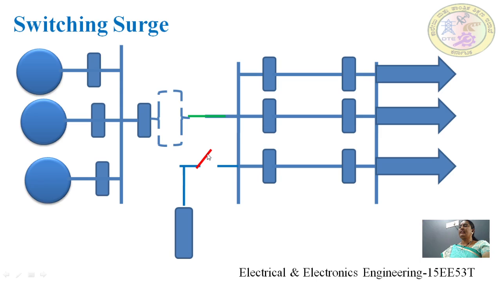This removal of the reactor may cause a switching surge, and so may removal of the circuit breaker on the high voltage side of the transformer. This also gives rise to a switching surge, and a sudden close of the reactor also causes a switching surge. A sudden close of the circuit breaker at the transformer end causes a switching surge, and removal of the load also causes a switching surge.